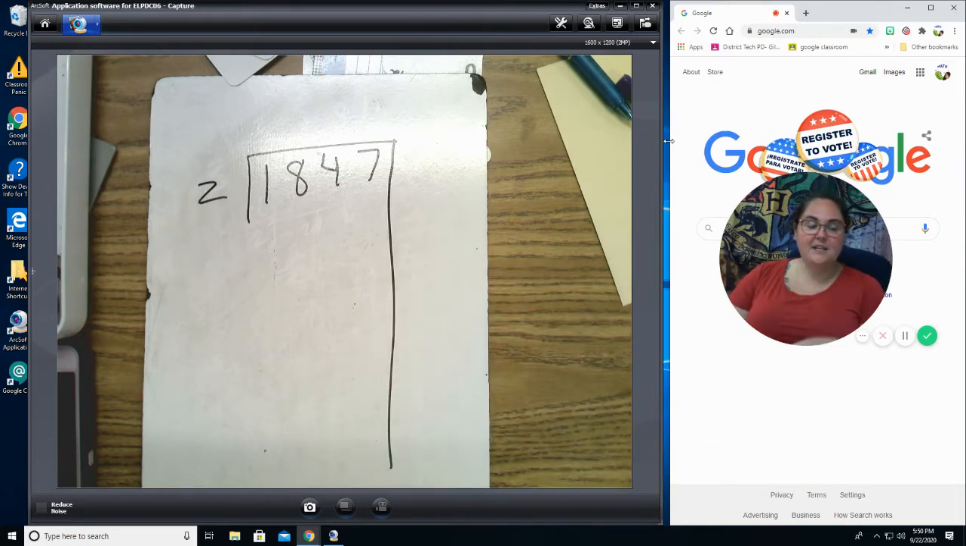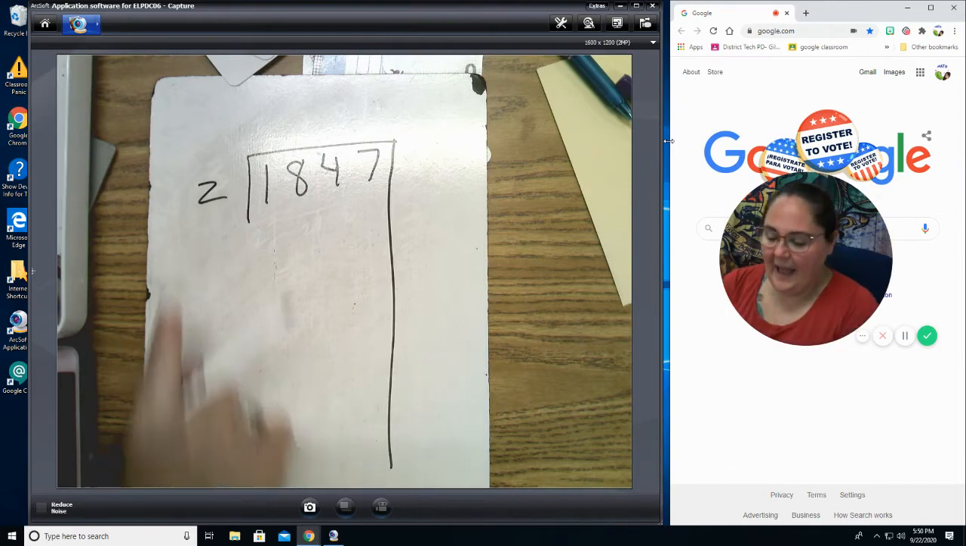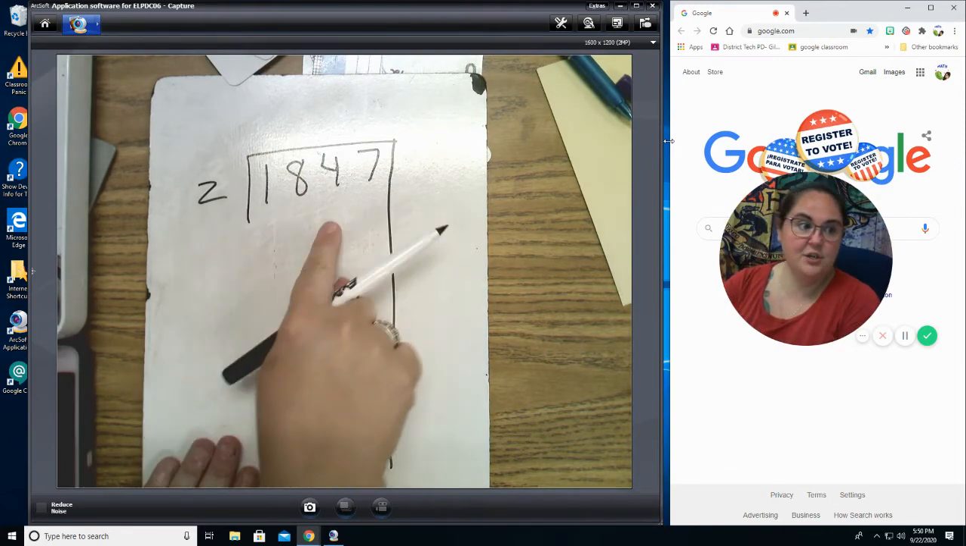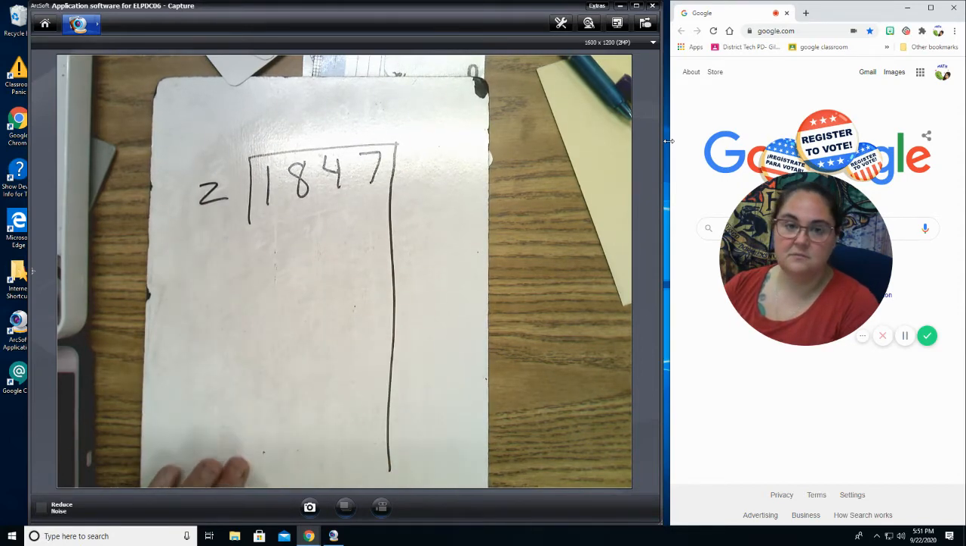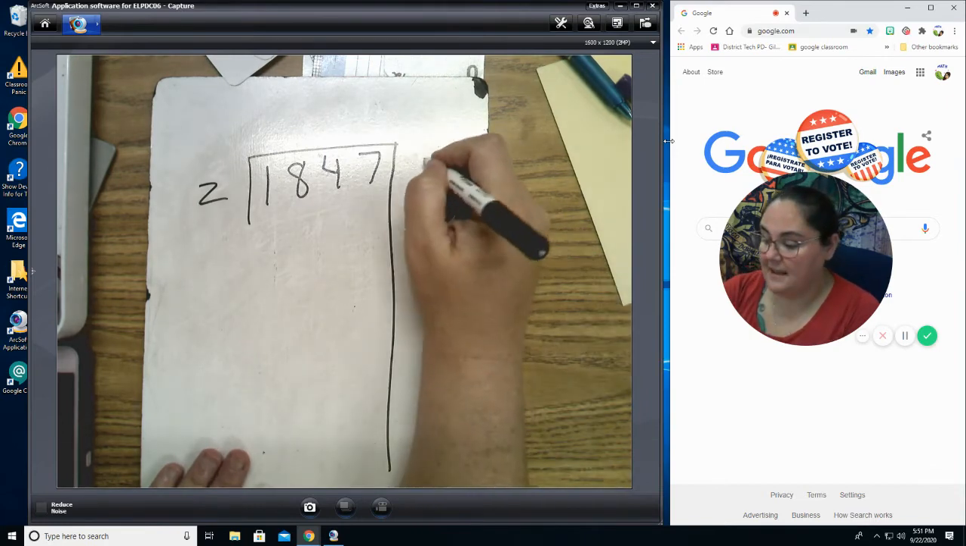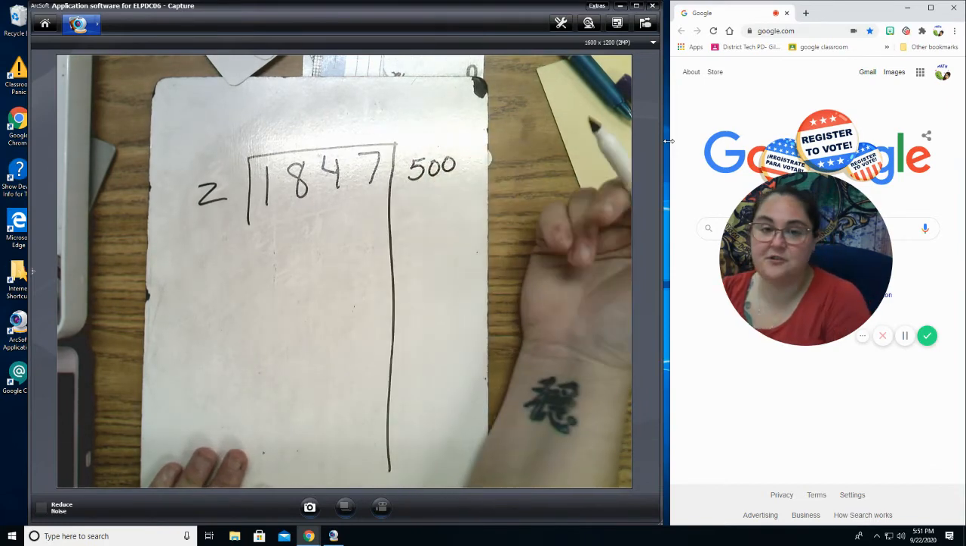Now, the first thing I do is I think about the number 2. How many times do I think 2 can go into a number that's 1,000? I don't think it can go in there 1,000 times, because 2 times 1,000 is 2,000, so it's too much. Could it go in there 500 times? 100 times? This is where you get to kind of just subtract and go little by little. I'm going to start with 500. I know that it can go in there 500 times.